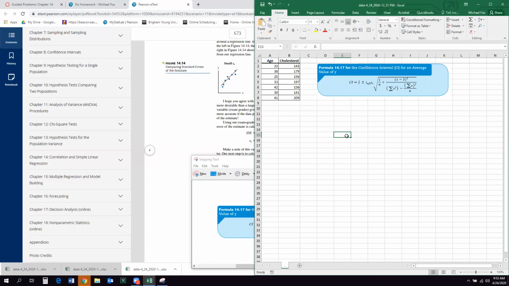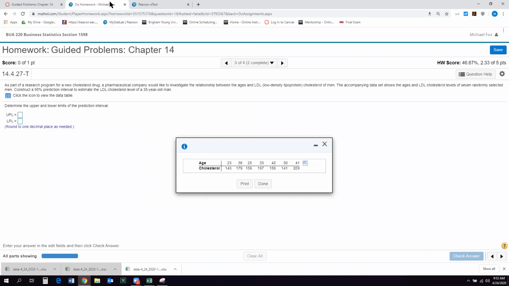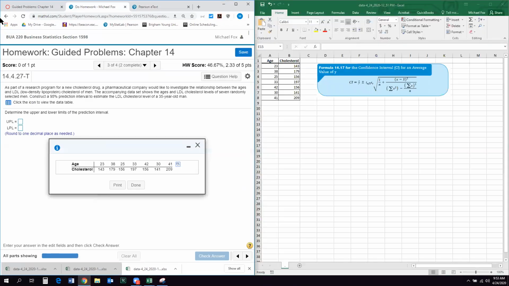So the way I always do these is to take it in the order that I know it. So let's see everything I'm going to need to know. The formula is Y hat, and all Y hat, that's Y with the little hat on it, means is a predicted value of Y for a given value of X.